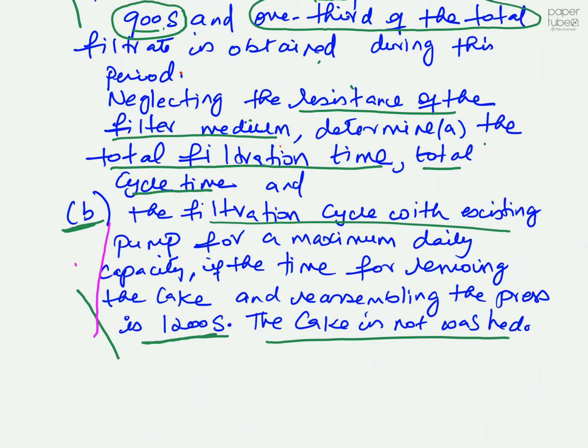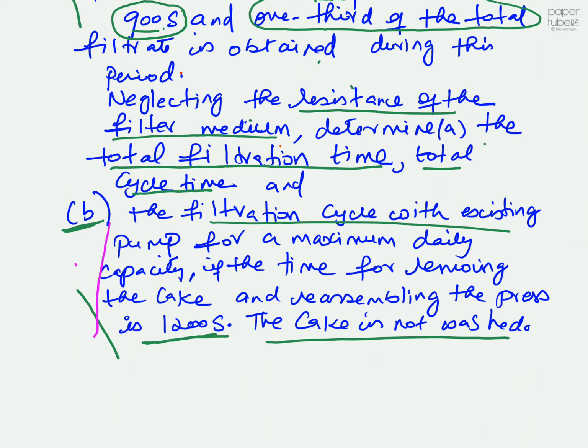So we need to find the filtration time, provided the condition is the filtration rate is set to maximum. Again, the filtration process goes through a period of constant rate followed by constant pressure. Irrespective of the way we operate, we need to know what will be the filtration time if the filtration rate is set to maximum.